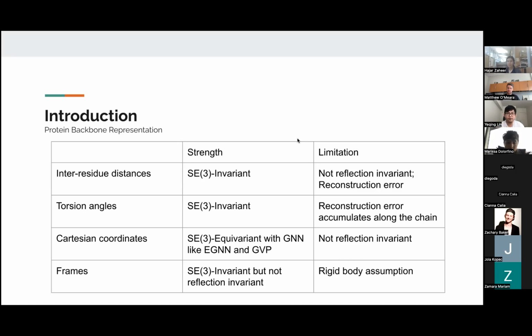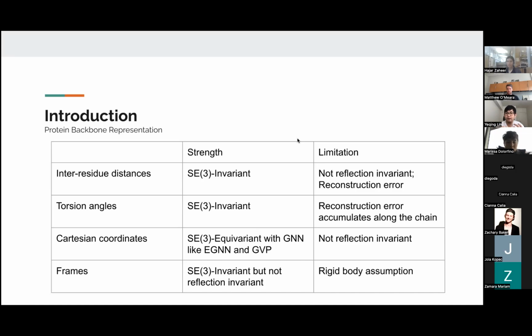So the strength of this representation is that it's completely SE3 invariant, which means that you could translate the protein, you could rotate the protein. Essentially, the representation for the protein itself stays the same because it's just the inter-residual distance. A major limitation is that it's not reflection invariant, and this is kind of important in the biology case when you consider the handedness of the protein. So that's one limitation of it.